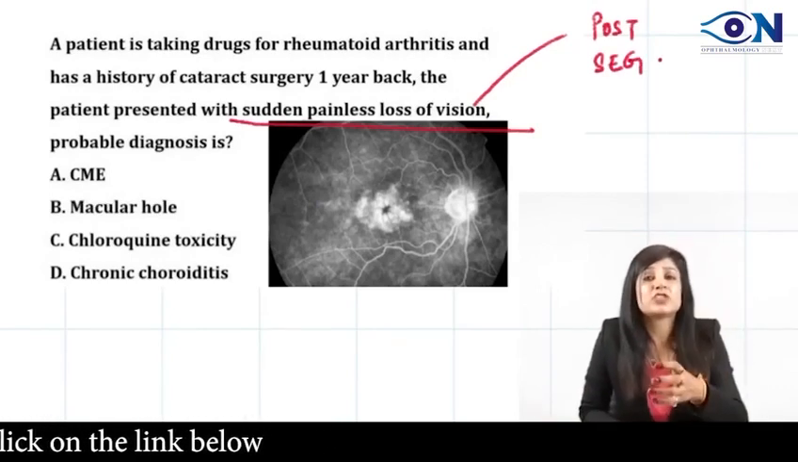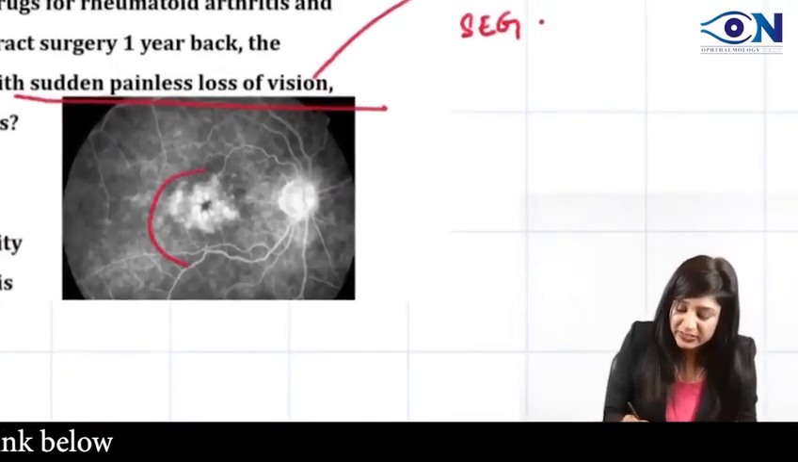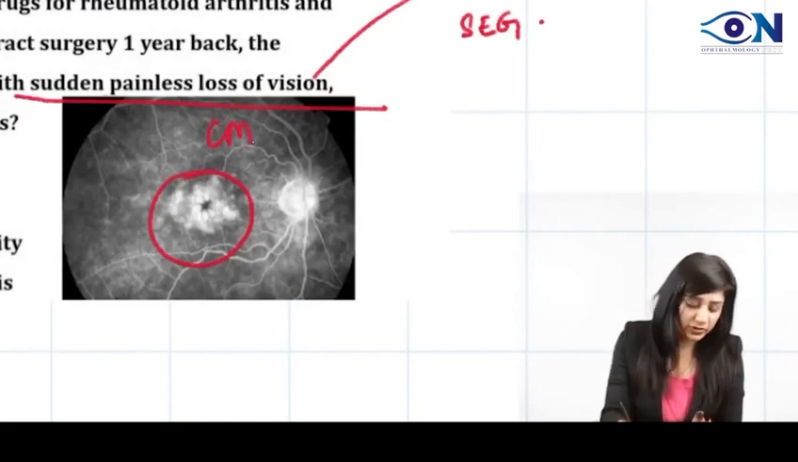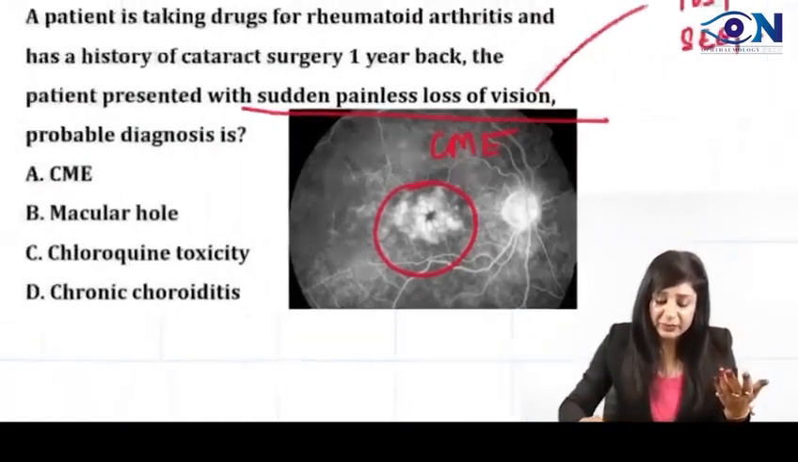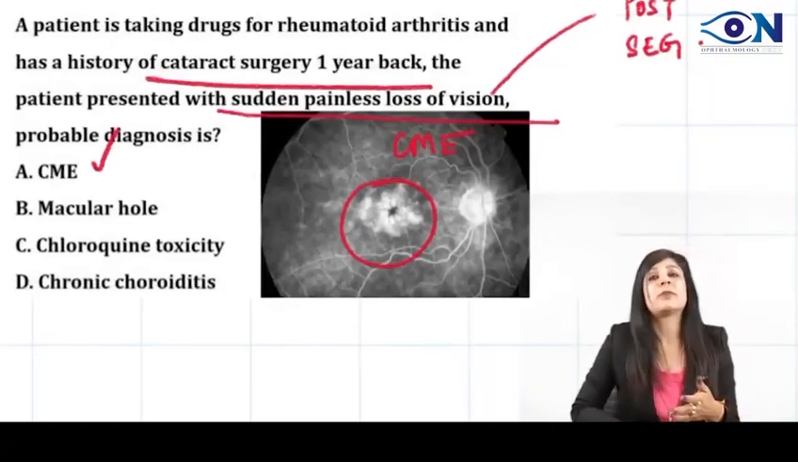Before that, what have I said? Whenever you get a question, please look at the image. So look at the image and tell me what is this. You can see a flower petal appearance. Now I know flower petal appearance means cystoid macular edema. Now cystoid macular edema, can it occur after cataract surgery? Yes, it can occur. And the answer is cystoid macular edema.